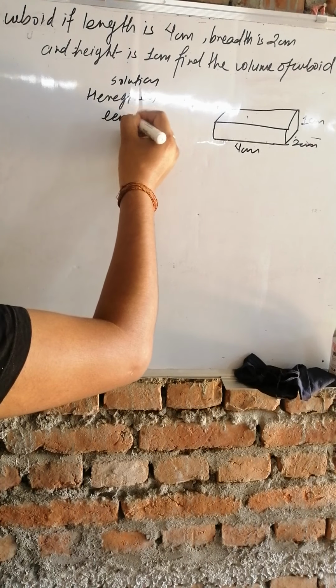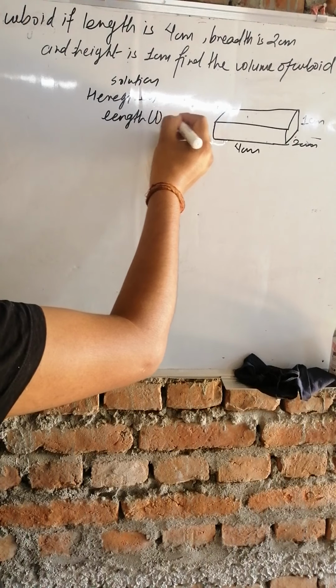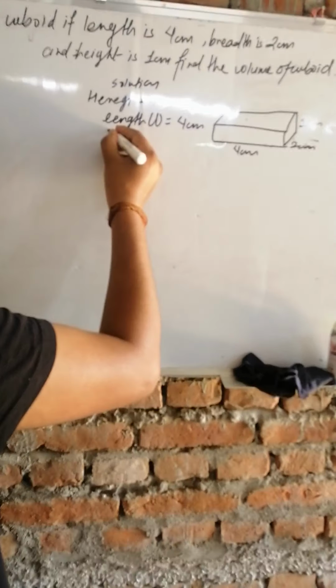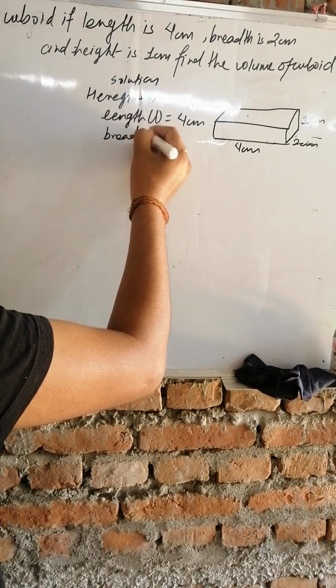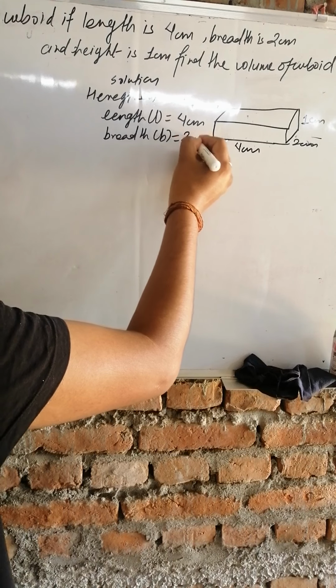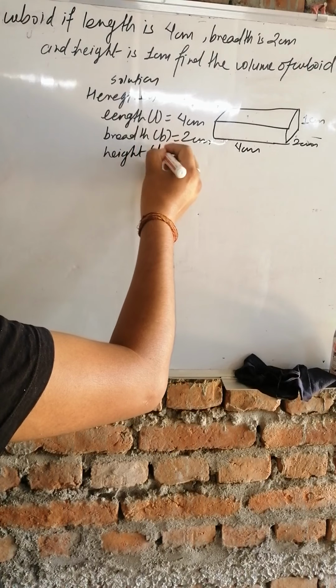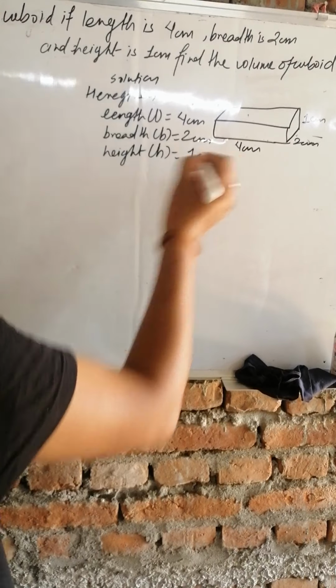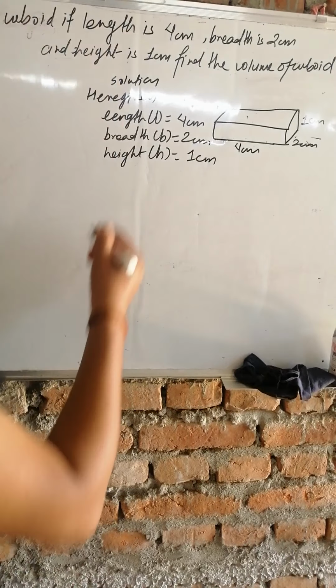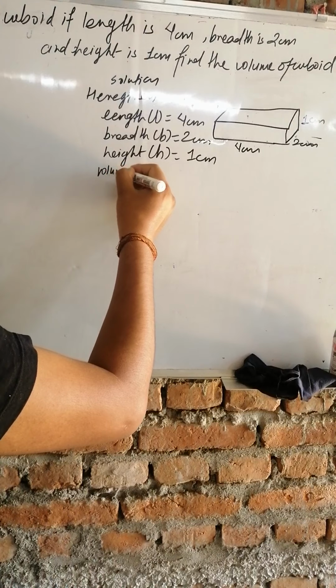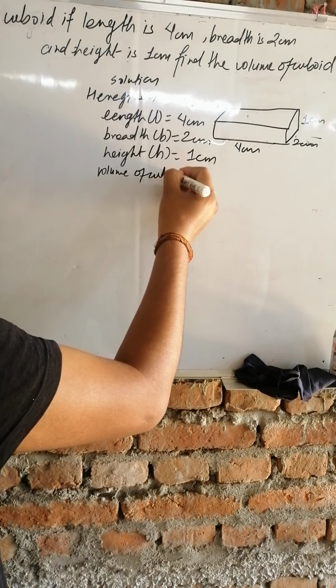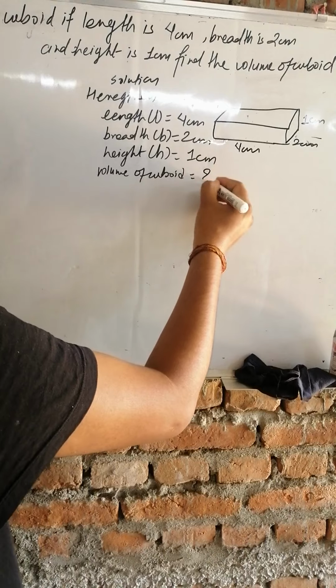Right now, given here: length L is equal to 4 centimeter, breadth B is equal to 2 centimeter, and the height H is equal to 1 centimeter. Yes, so we have to find the volume of cuboid, so that's why I can write volume of cuboid is equal to what; this we have to find.